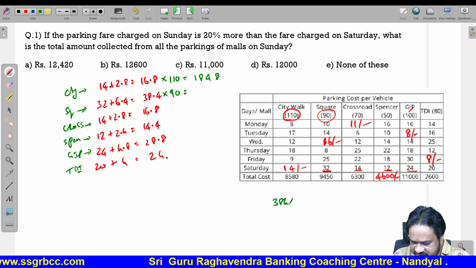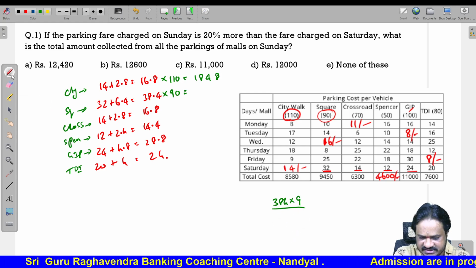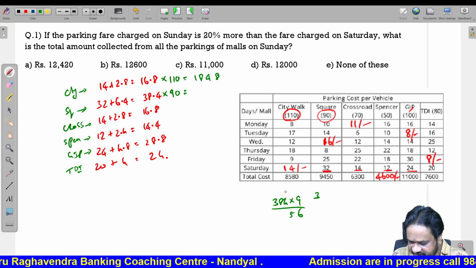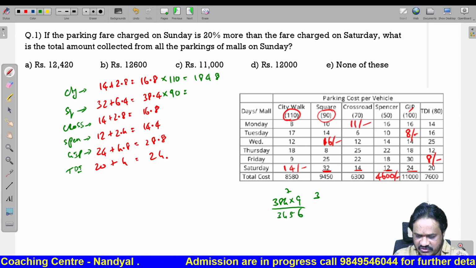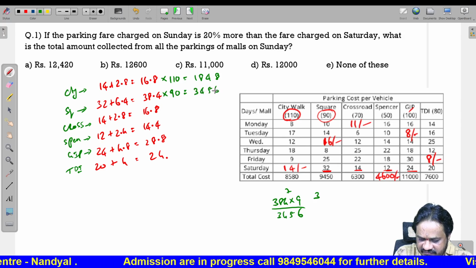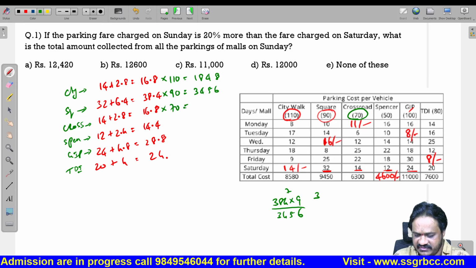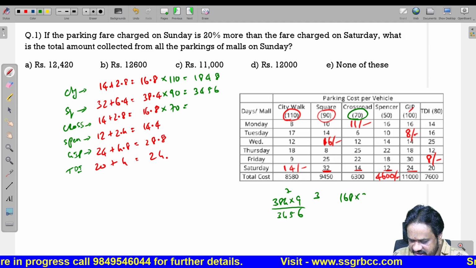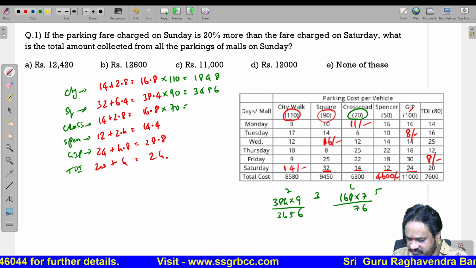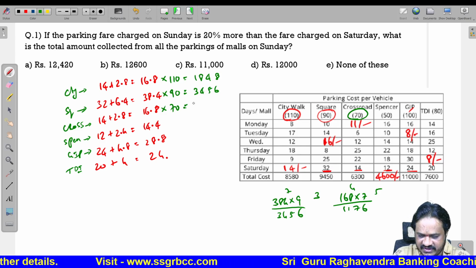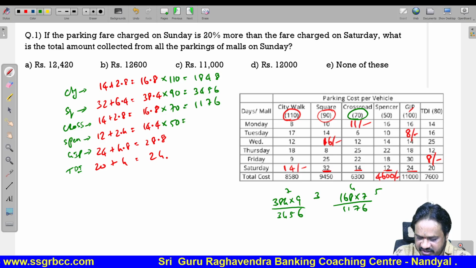So 384 into 9. 9 fours 36, 9 threes 27. So you are going to get 3456. This one we are having 70 vehicles. So 168 into 7. 7 8s are 56, 7 6s are 42. It is 1176.